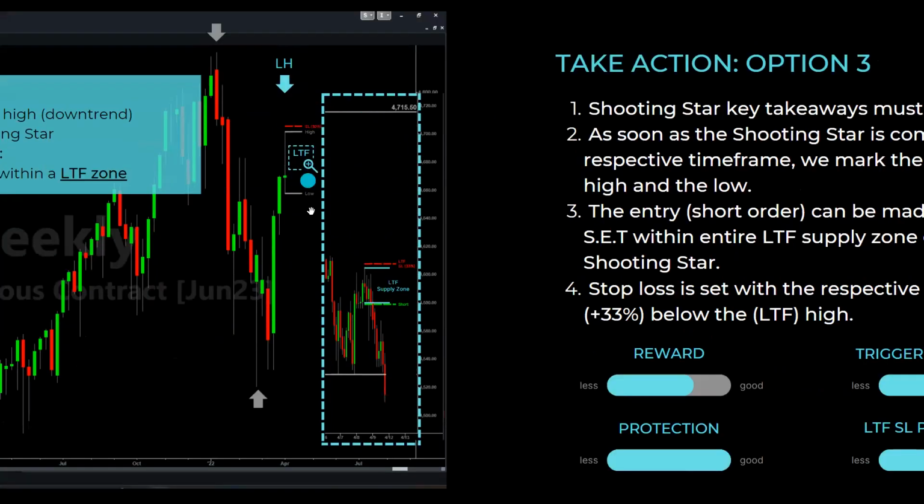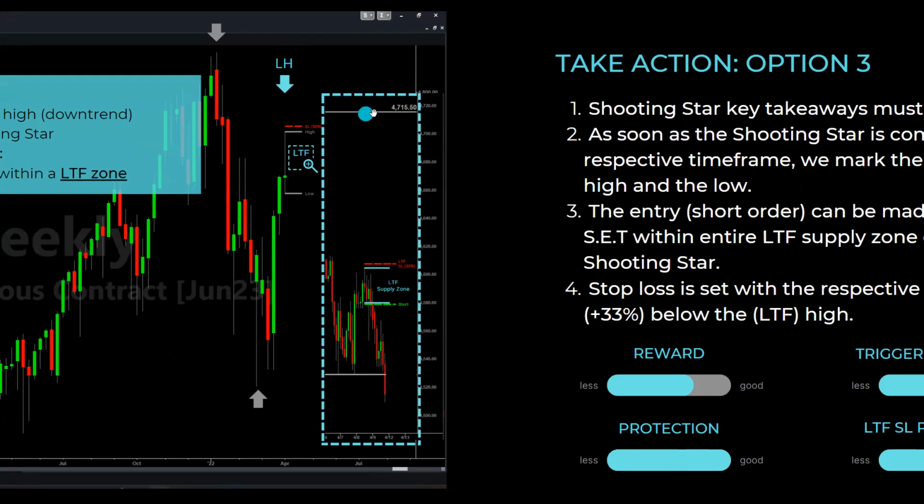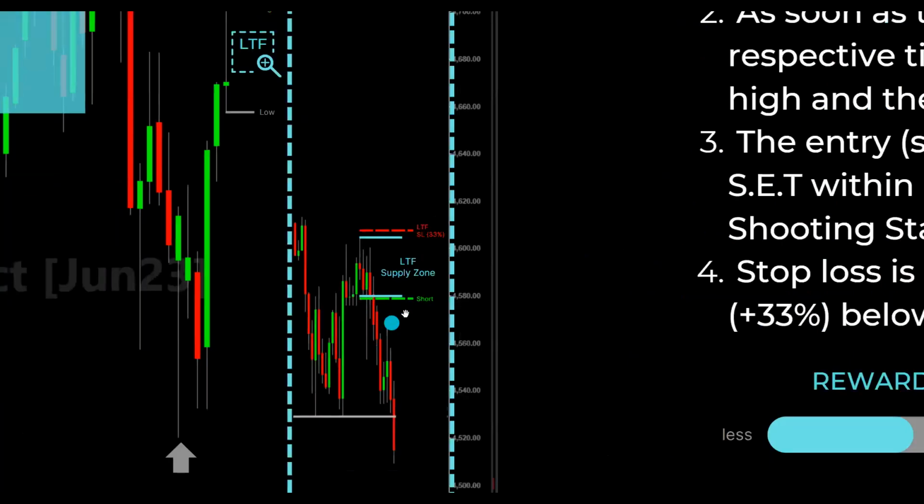We'll go into this lower time frame here, and you see the gray line here and the gray line here means this is your shooting star low and the shooting star high. And look what I found here. I found supply, right? It is a rally, the green candle, and then 1, 2, 3, 4 indecisive candles, and then the beginning of a drop, leg out, leg out, leg out. Great. This is my lower time frame supply zone.